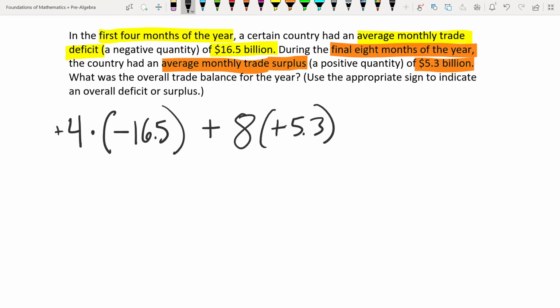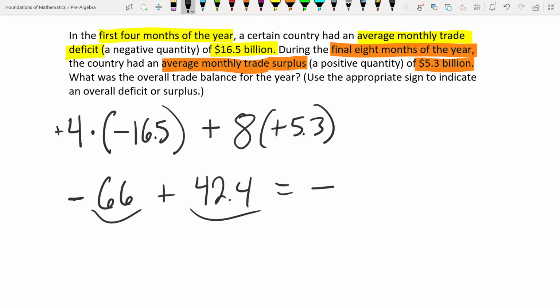Positive times a negative is negative. 4 times 16.5 gives us negative 66. 8 times 5.3 gives us 42.4. And then subtracting those two numbers, it's going to be negative because 66 is a bigger number than 42.4. So we can subtract. That gives us negative $23.6 billion.